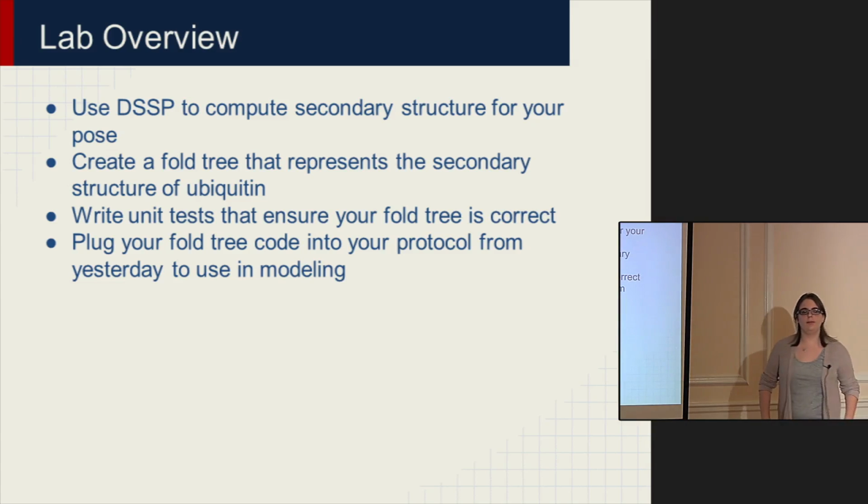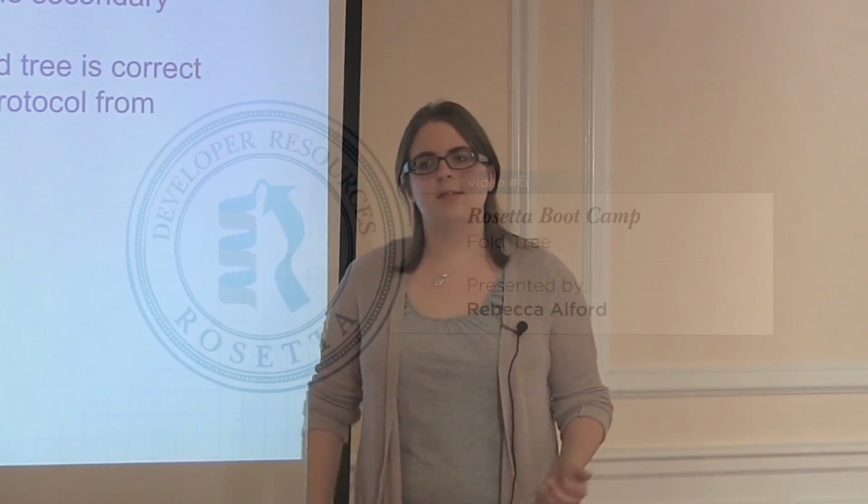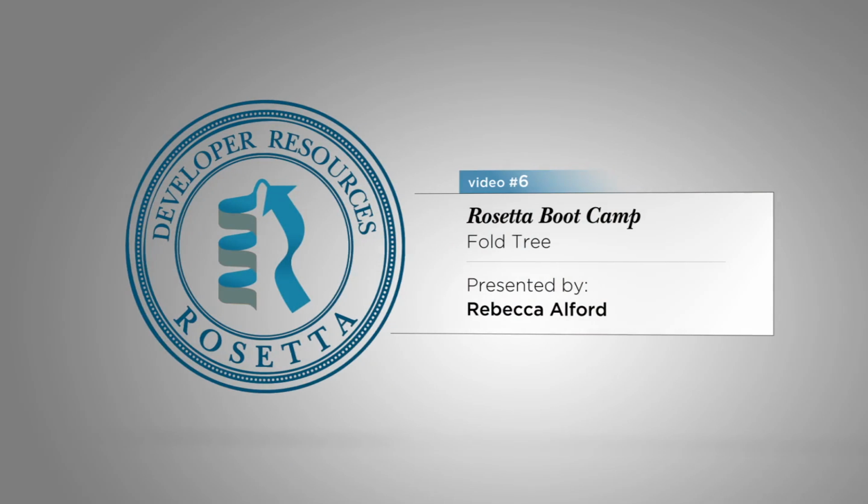So now you guys are going to get to do a lab. You're going to take the code that you used yesterday and build upon it. You'll chop the ubiquitin into secondary structure elements and try to model this in the fold tree and see how this will have different effects when you model the structure. Does anyone have any more questions? No? Okay.